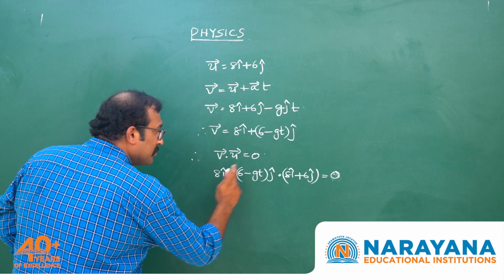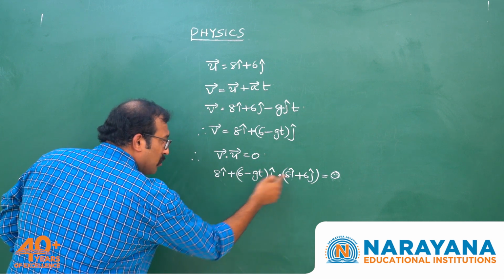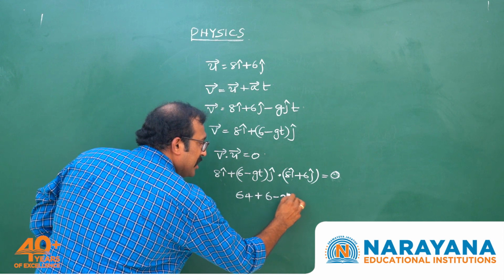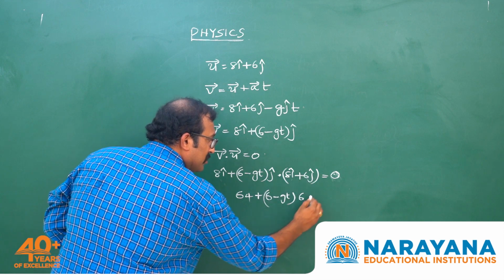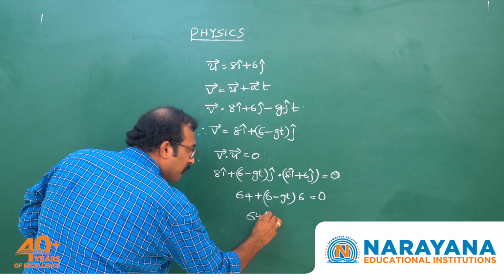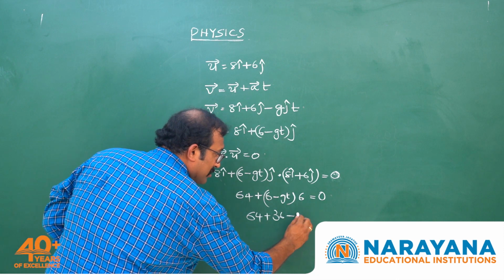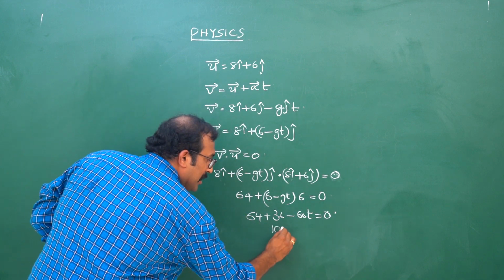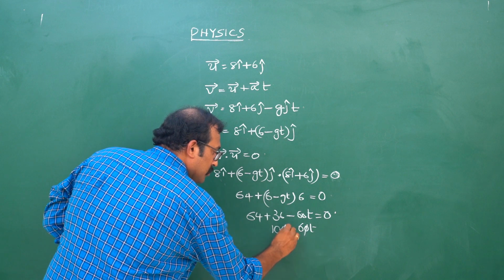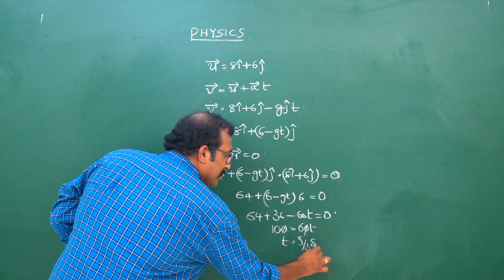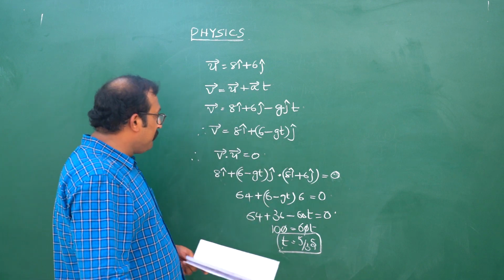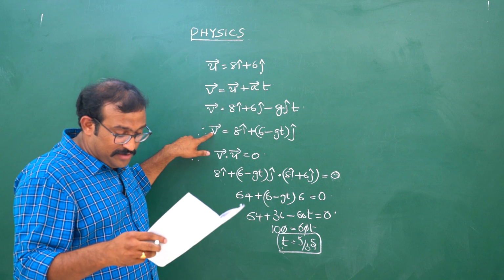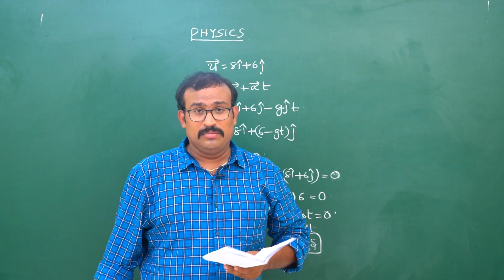Therefore, we can write it as i dot i is 1, so 8 8s are 64, plus (6 minus gt) into j dot j is 1, so into 6, is equal to 0. Therefore, 64 plus 36 minus 60t is equal to 0. Therefore, 100 is equal to 60t. So, t is equal to 5 by 3 seconds. This is the time after which our initial velocity vector is perpendicular to the final velocity vector. So, therefore, our answer is the fourth one.